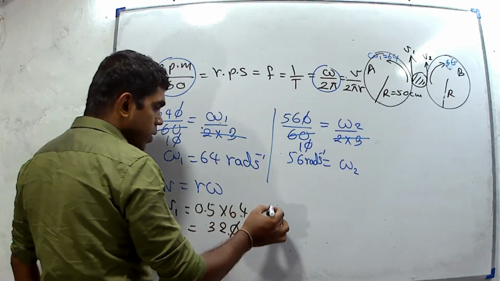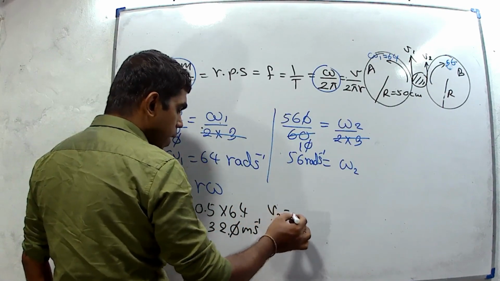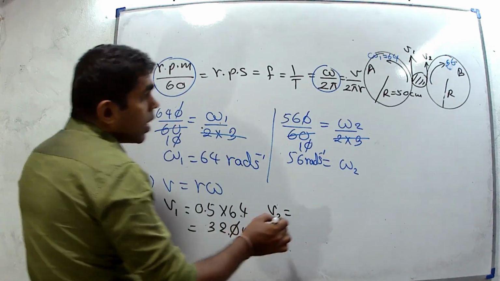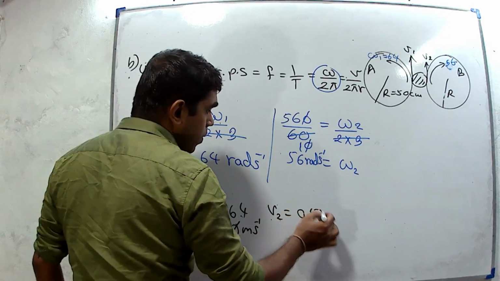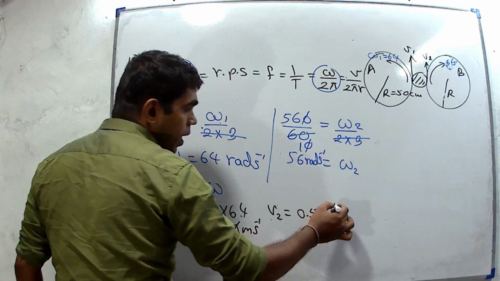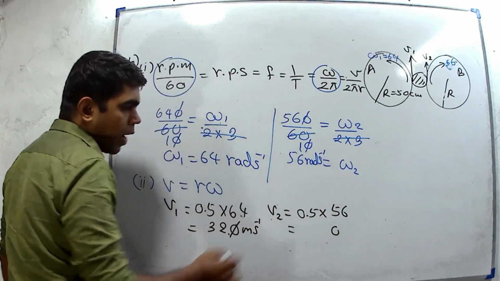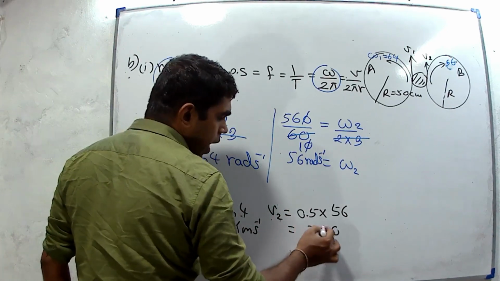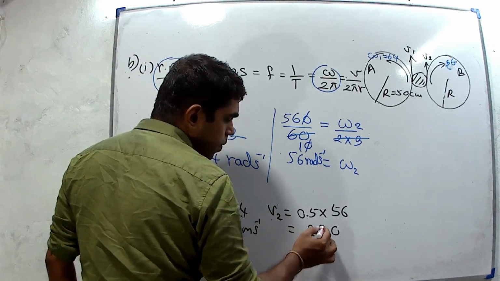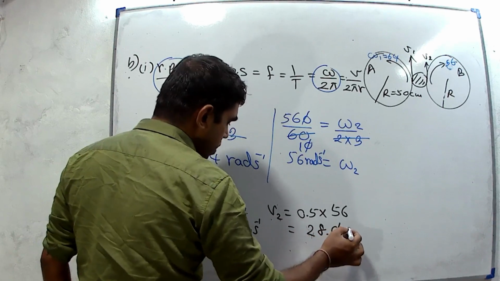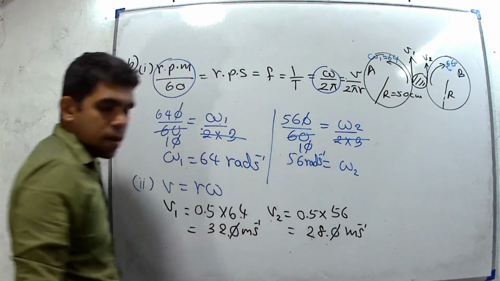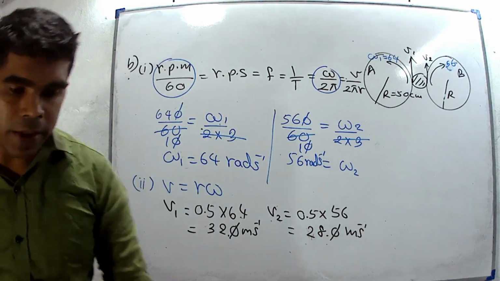Then tangential velocity for B. V2 equals, again radius 0.5. Angular velocity of B is 56. 5 into 6, 30. 3 remaining. 5 into 5, 25 plus 3, 28. We have to separate one decimal place. 28 meters per second.